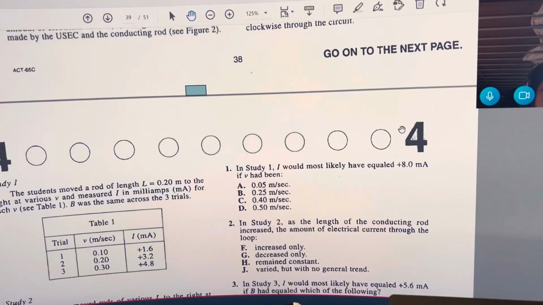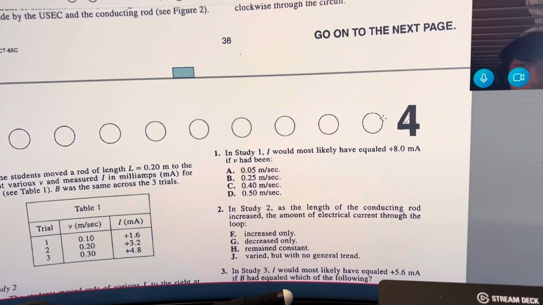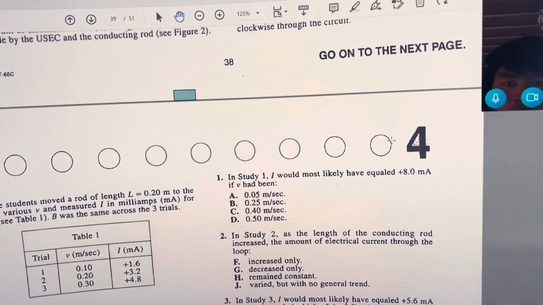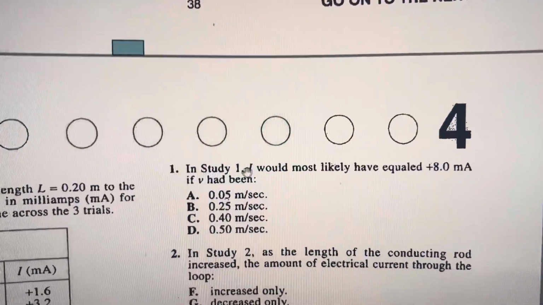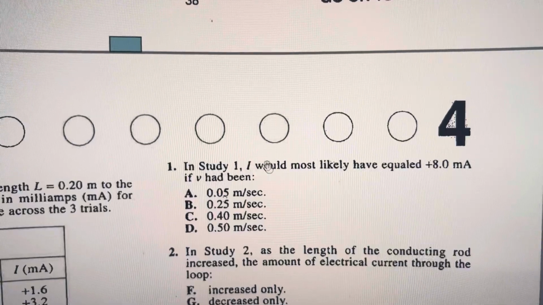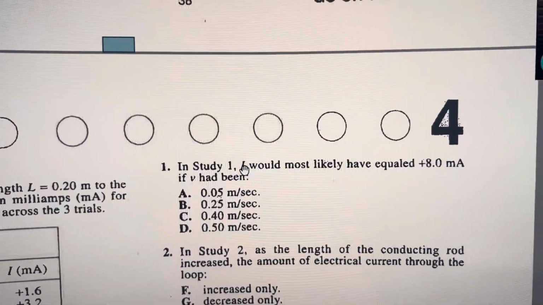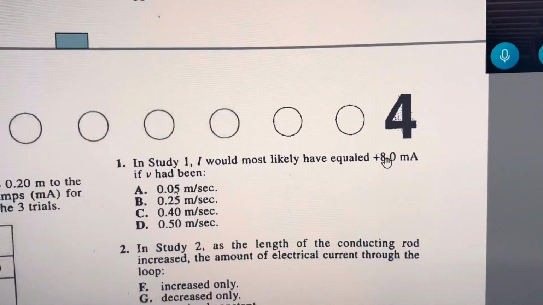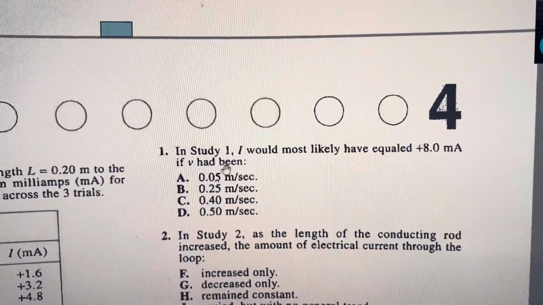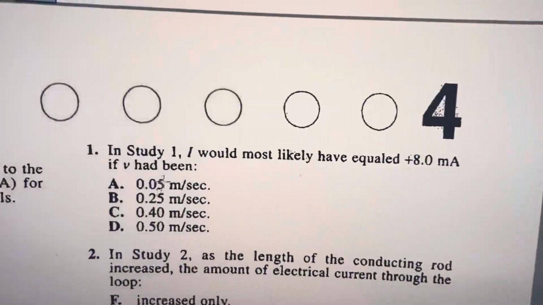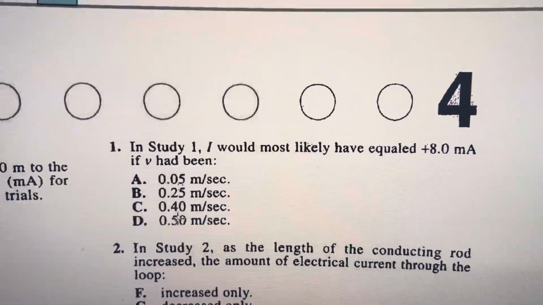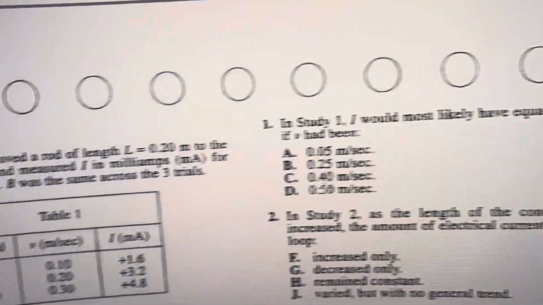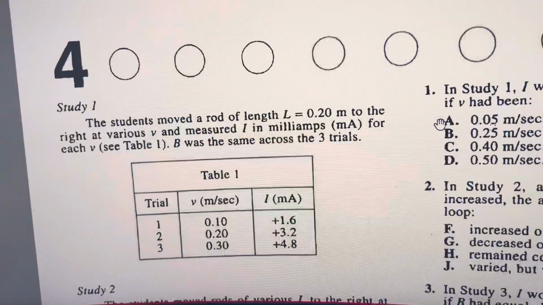Okay, now, remember how we didn't read anything in the beginning, right? We didn't read anything. But what we're going to do is look at study 1, the question. We now understand that this says current: the electric current would most likely have equaled 8 if the velocity had been, and they give you choices of the velocity: 0.05, 0.25, 0.4, 0.5.